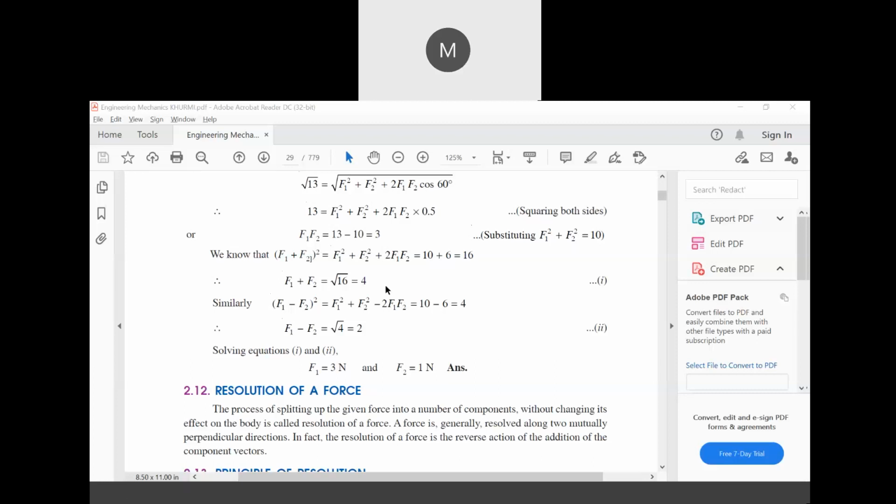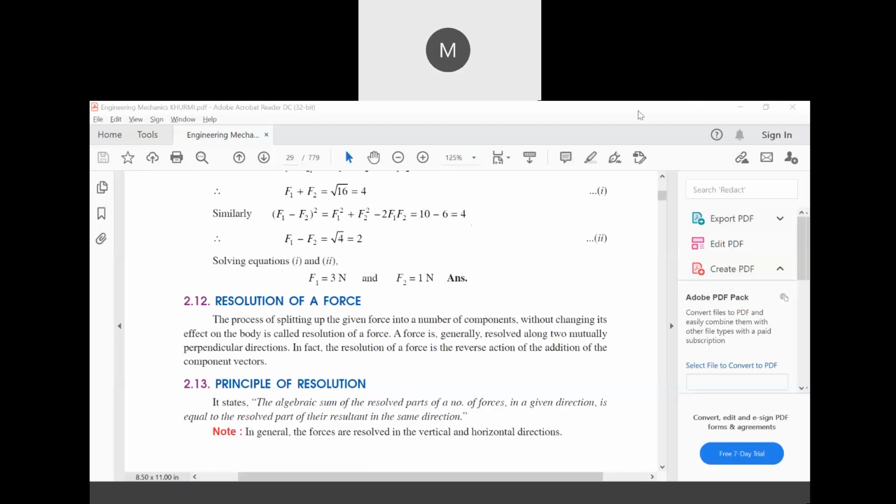Now we'll go to the next topic. Resolution of a force. What is resolution of a force? Resolution of a force means the process of splitting up of a force into a number of components without changing its effect on the body is called resolution of a force.